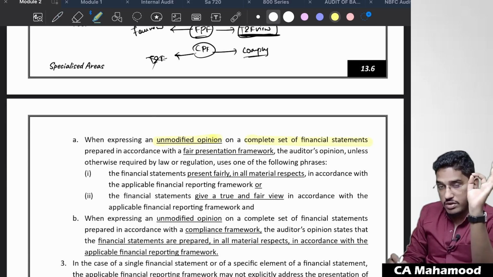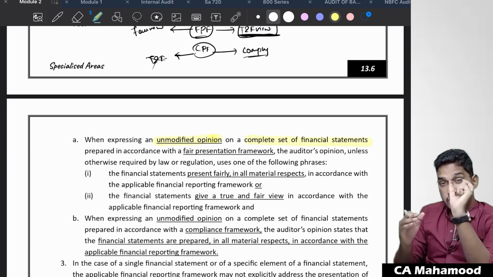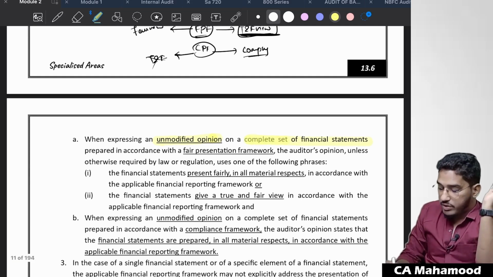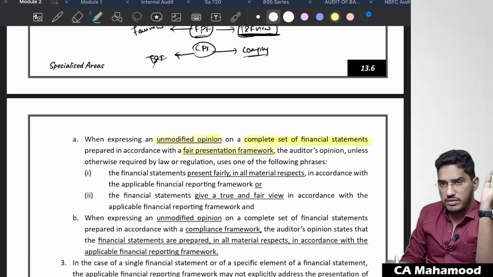They are not going to talk about single financial statements. First, they are giving the general points on the complete set of financial statements. When expressing an unmodified opinion on the complete set of financial statements prepared in accordance with the fair presentation framework, the auditor's opinion, unless otherwise required by law or regulation, uses one of the following phrases.